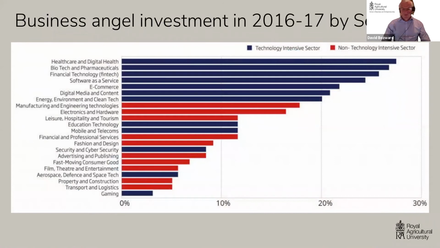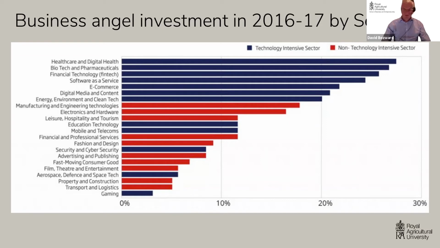One of the things that we see here is this is a business angel investment graph from 2016 to 17, and it's breaking it down by sector. And again, what's interesting here is over the last 6 months, the sectors which have been invested in have tracked very well through the COVID-19. So what we can see here is the top one there is health care and digital health. It's so obvious that they've done very well through COVID-19.